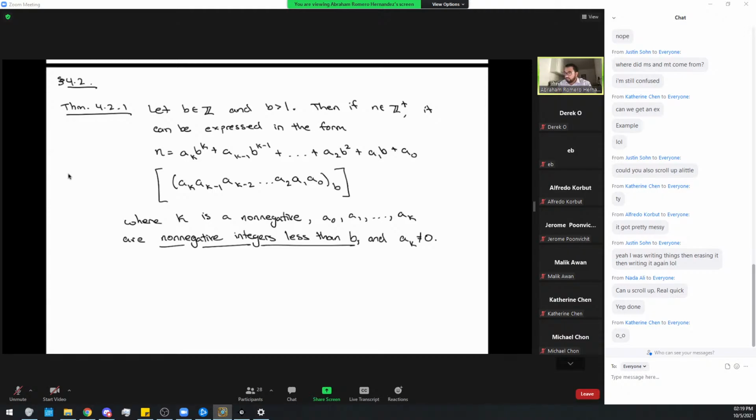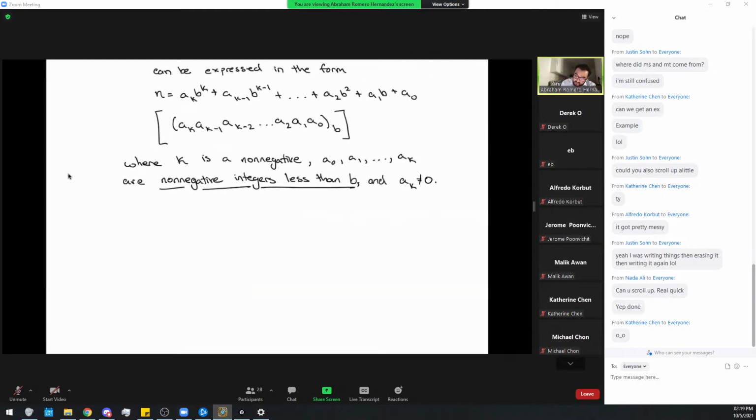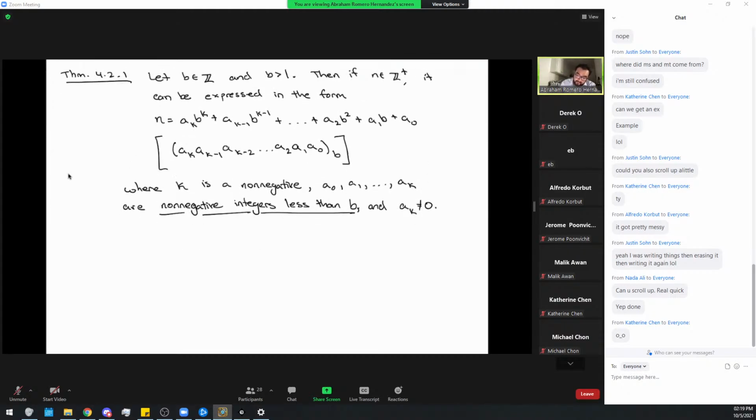Okay. Now, what does this represent? Well, this entire thing is the base B expansion of n. That's what this is. The base expansion of n. So in other words, we can change bases. That's what we're doing.